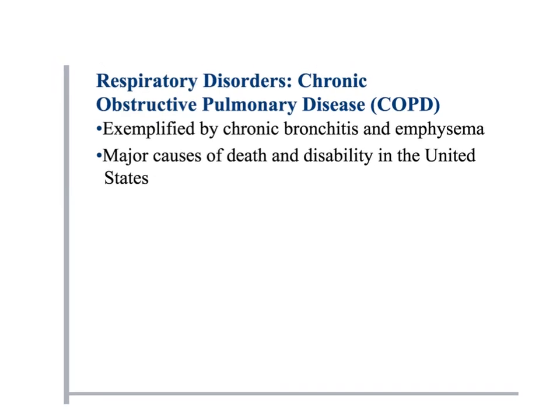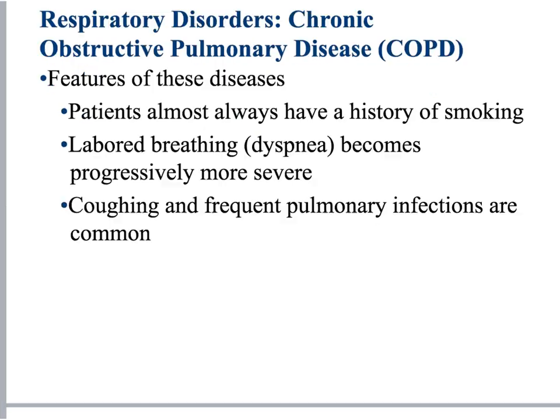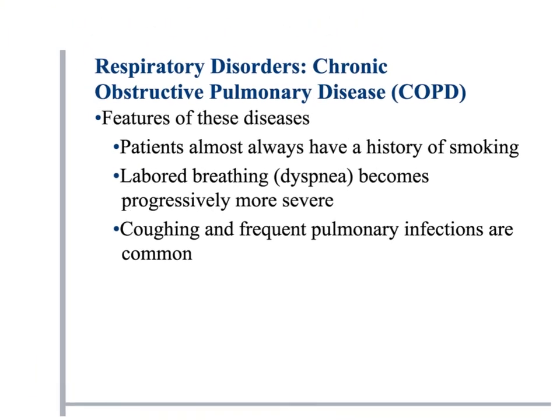All right, and one of which I've already mentioned is chronic obstructive pulmonary disease. Okay, and these are exemplified by two different things: chronic bronchitis and emphysema. All right, so both of those now are grouped into COPD. And this is a major cause of death and disability in the United States, mostly involved with smoking, right? Smoking causation.